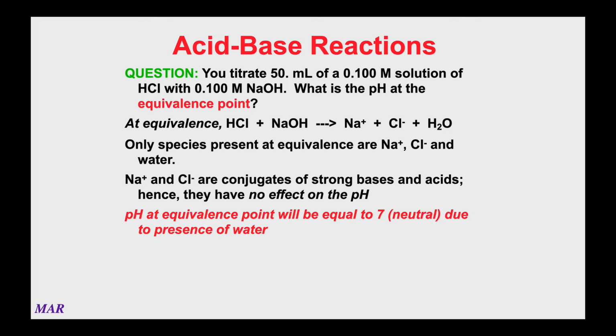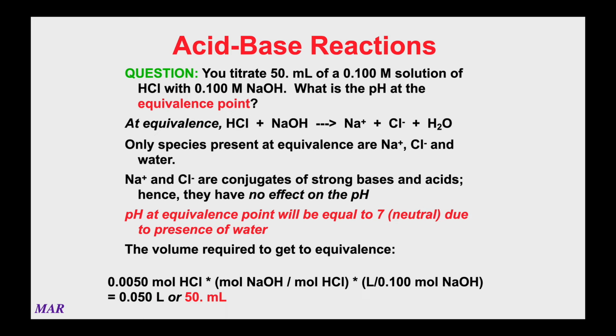Pure water has a pH of 7. So that's why we say that at equivalence point, you should have a pH pretty gosh darn close to 7, all right? Because water is the only pH generating species, and water has a pH of 7. That's what you should have here too.